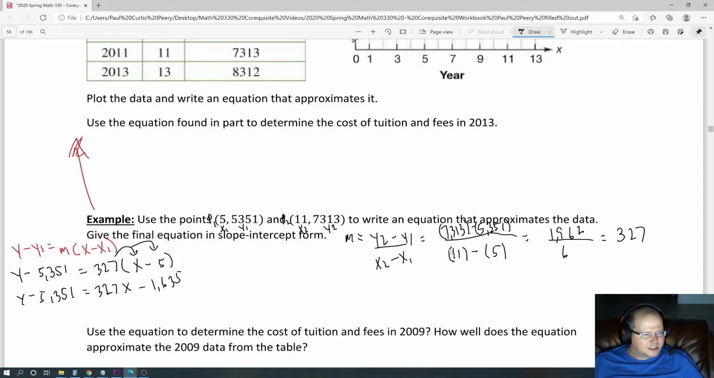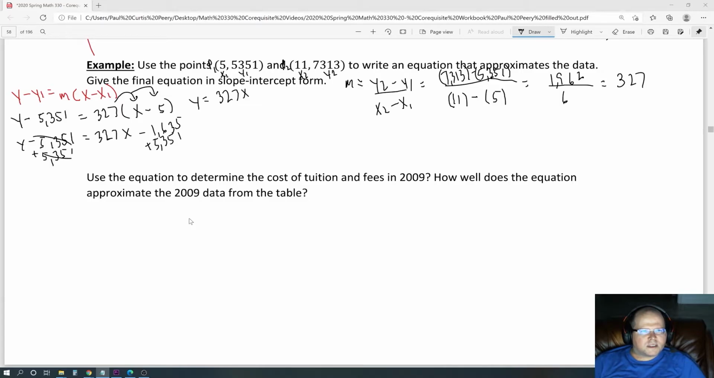Okay, so at this point we want to get the y by itself. So we undo the subtraction of 5,351 by adding 5,351, and whatever I do to one side, I do to the other. These cancel out. That leaves me y is equal to 327x plus, negative 1,635 plus 5,351, which is 3,716. There we go. So now we have the equation.